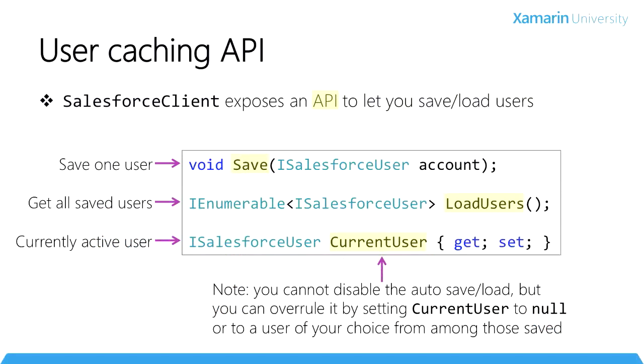Salesforce Client automatically saves or loads users as needed, so you're not likely to need to do this yourself. It does, however, expose an API to give you some control over this process. For example, you could remove the effect of the auto load by setting current user to null, or you could overrule the selection made during the auto load process by calling load users yourself and then looping through the ISalesforceUser objects that were saved. You would then select the current user you'd like to load and assign that one to the current user.